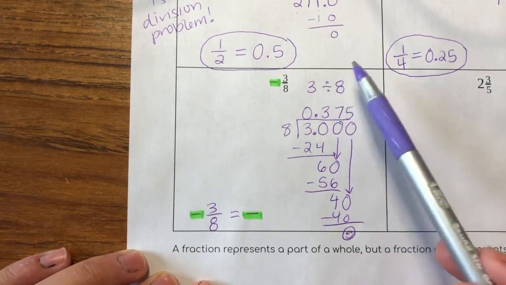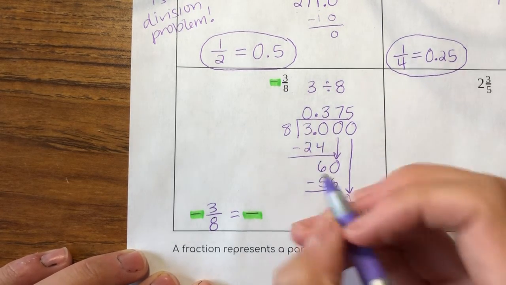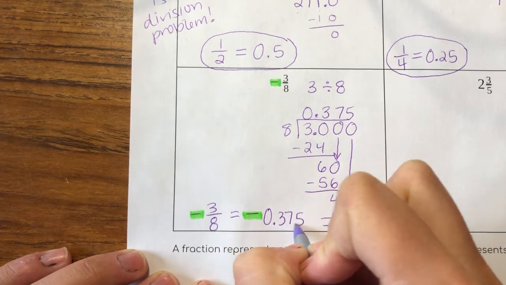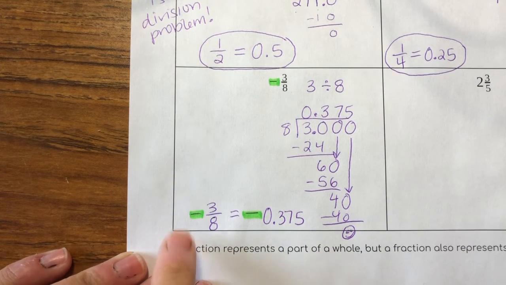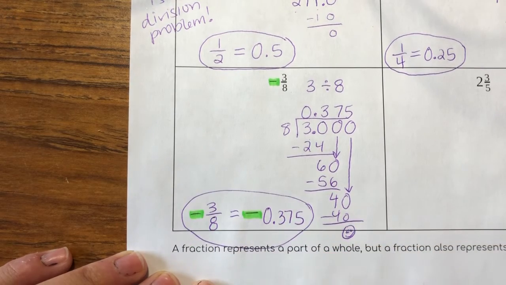So it looks like, when I divided 3 by 8, I got this result, that 3/8 is the same as 0.375. As a decimal, those things are equivalent. So negative 3/8 is going to be the same exact number as negative 0.375. They're just in different forms.